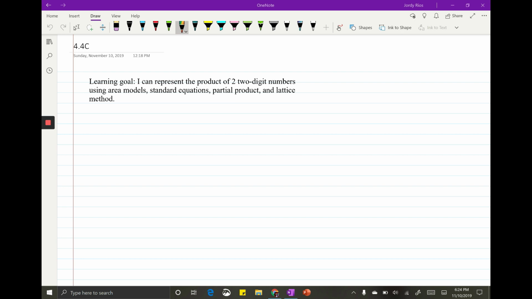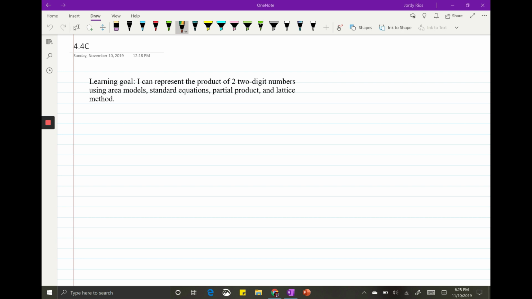So today's lesson we're going to be learning about multiplying 2 digits by 2 digits. Alright, so this is a bigger step in multiplication for 4th grade. So let's see our learning goal. Our TEKS today is 4.4c and our learning goal is I can represent the product of 2 digit numbers using area models, standard equations, partial products, and lattice method. All right, so let's get to it.